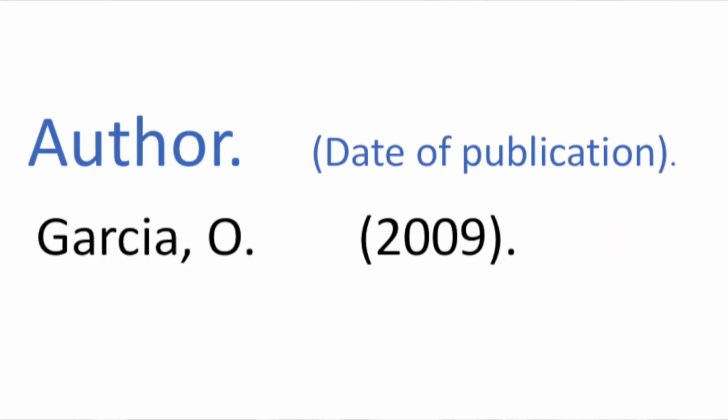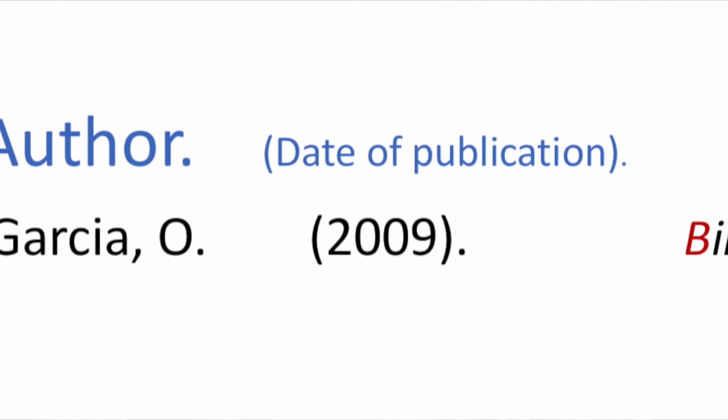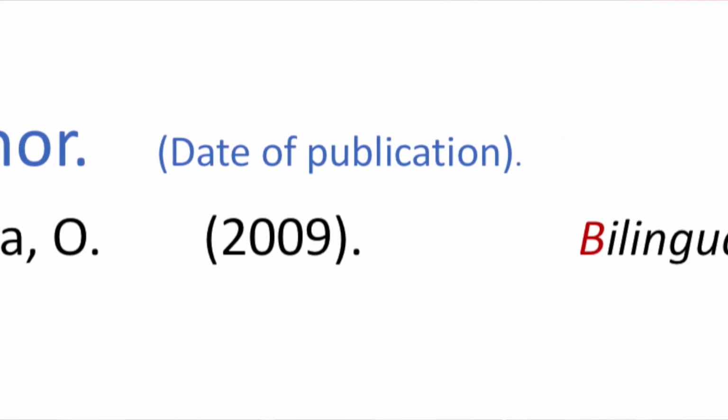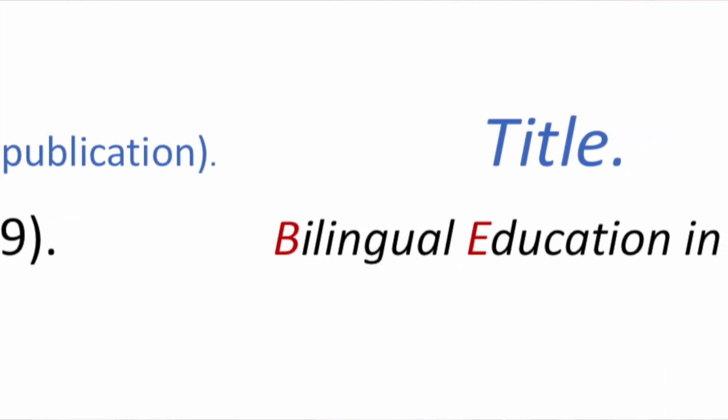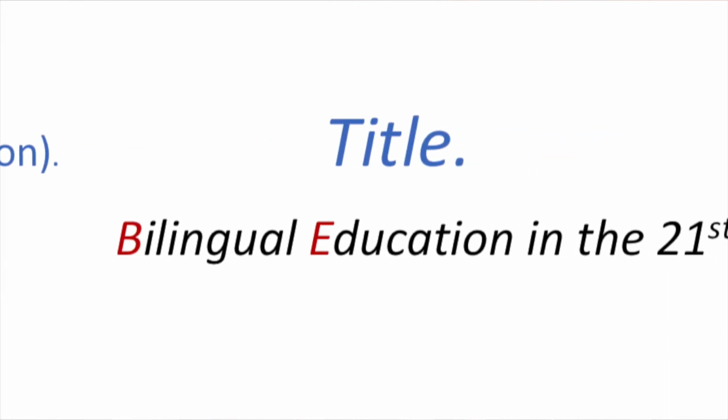Please note that the title comes in italics. And also note that the first letter of each word in the title should be capital, apart from prepositions. Then we have the place of publication and the publisher. Let's take a look at the following example. Garcia, O, we put the initials, that's the first letter of the name, O. Then we have the parenthesis 2009, full stop, and then we have the title in italics.